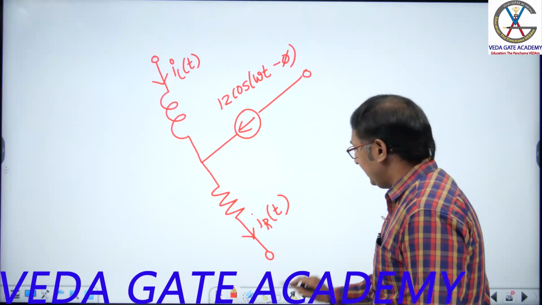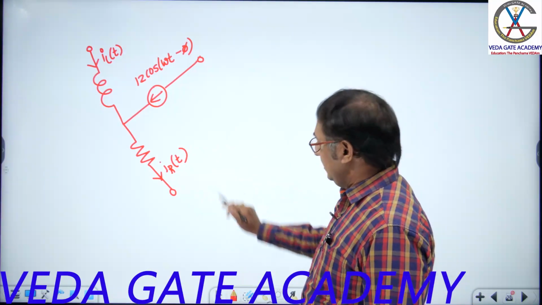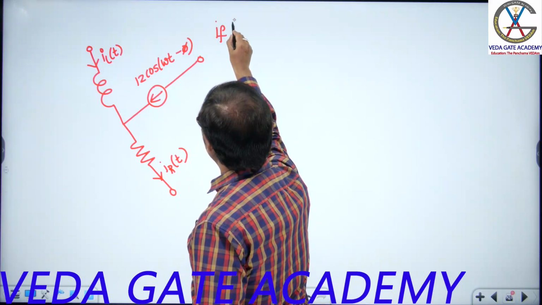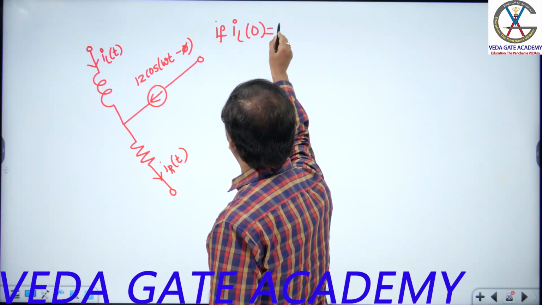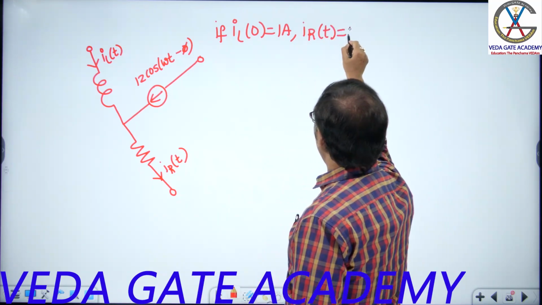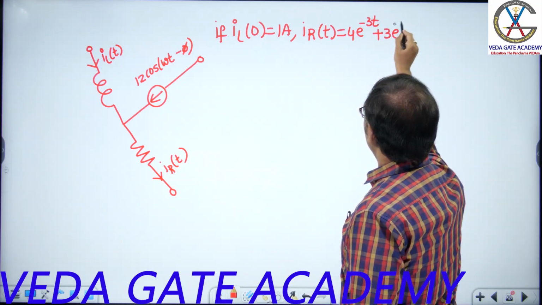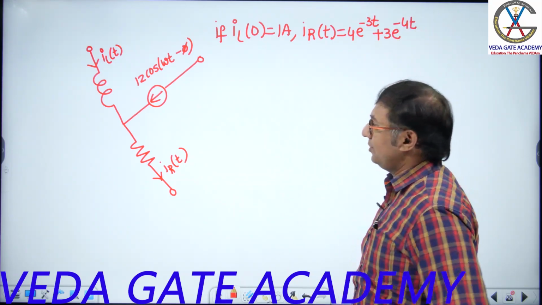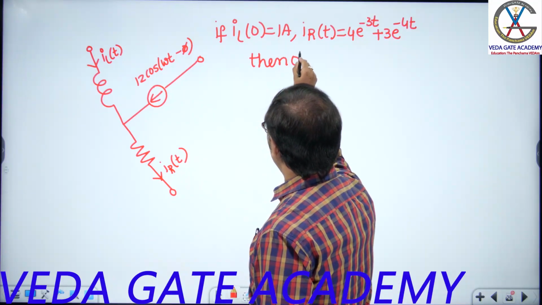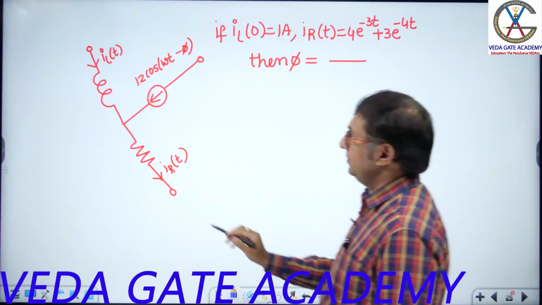In this question, the examiner's interest is to find the value of phi. Some more data is also given. If IL of 0 equals 1 amp, and IR of t equals 4 e power minus 3t plus 3 e power minus 4t, then phi equals dash.